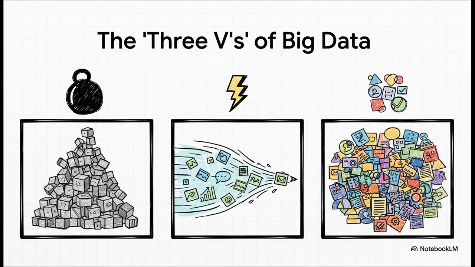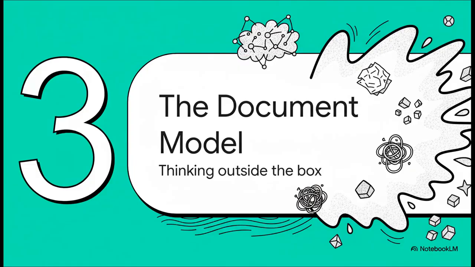Then there's velocity. The data wasn't just big, it was arriving at an incredible speed, streaming in constantly from users and sensors. But the real killer, the one that really broke the old model, that was variety. Suddenly you had user profiles and blog posts and photos and comments and server logs, all these different shapes and sizes of data. And trying to cram all of that into one rigid spreadsheet was becoming an absolute nightmare. And this, right here, is where MongoDB comes into the picture. It was literally designed from the ground up to deal with this chaos. And it did that by completely rethinking the most basic idea of what a database even is. It was time to start thinking outside the spreadsheet.